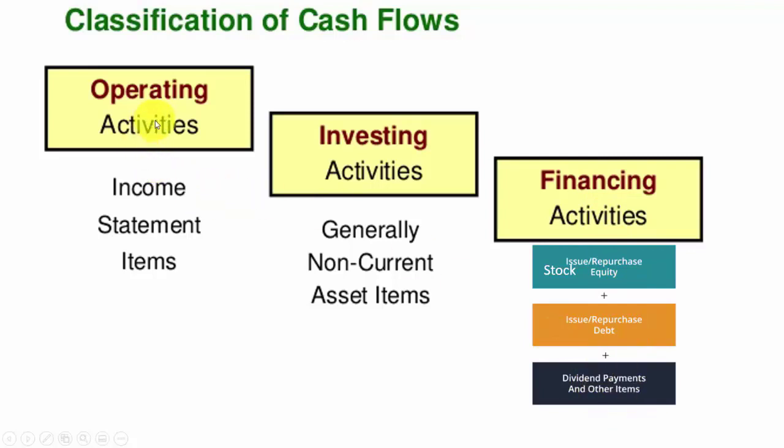So operating activities are income statement items, revenues and expenses. Investing activities are buying or selling assets, long-term assets. And the financing activities are either buying or selling stock, repurchasing stock, whatever, taking out debt or repaying debt, and then also making dividend payments. Keep those three things in mind on these next several questions.